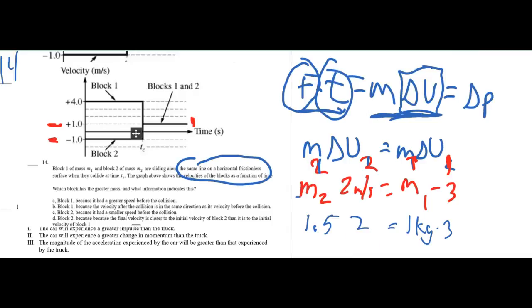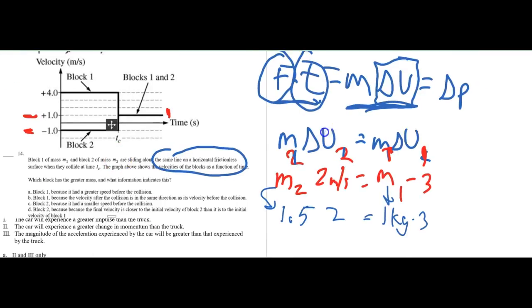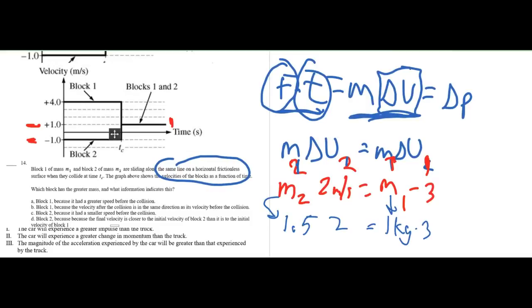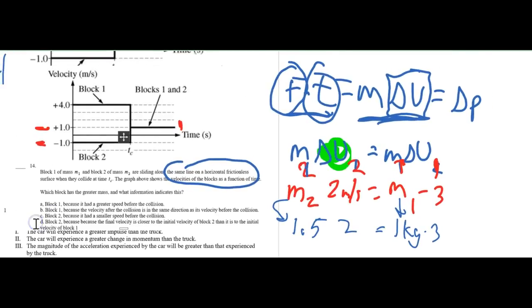So I can now see which mass has to be larger. Finally, the last one: block 2 is the larger mass, so it could be C or D. But we had to look up here at the change in velocity. Only D has a change in velocity, so it has to be D on this one.